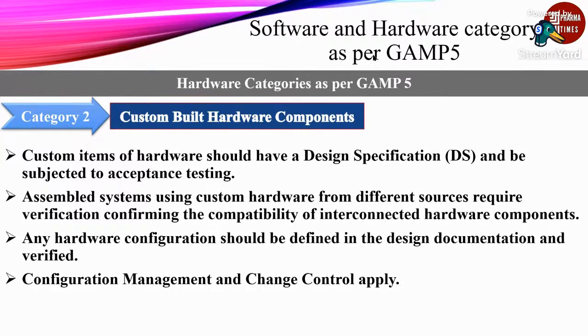Custom built hardware components are assembled systems which use custom hardware from different sources, requiring verification, confirming the compatibility of interconnected hardware components. In custom built hardware components, any hardware configuration should be defined in the design documentation and verified. Configuration management and change control apply. It means in custom built hardware components, no standard is used. There is no defined procedure, no user manual, or data sheet available.